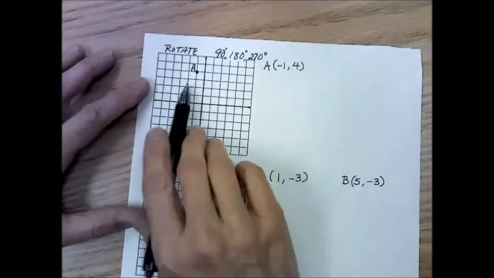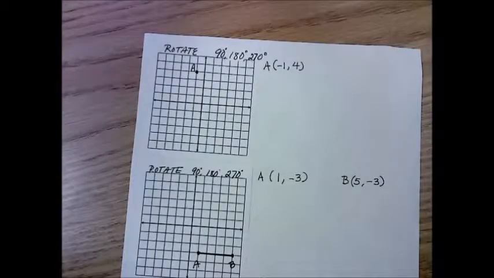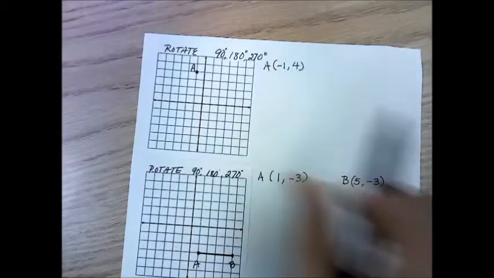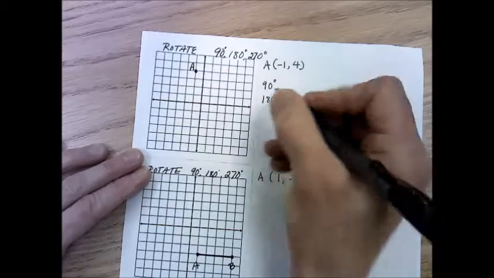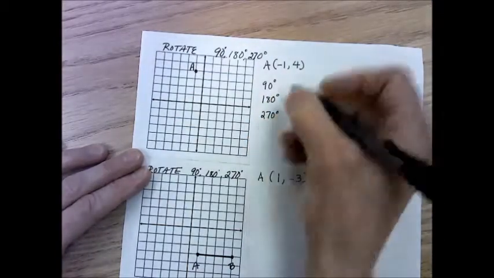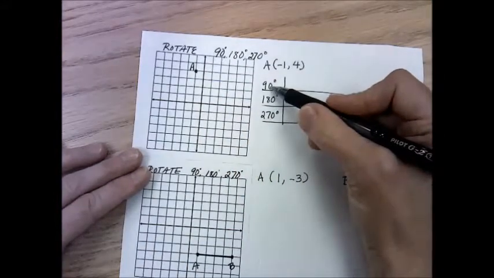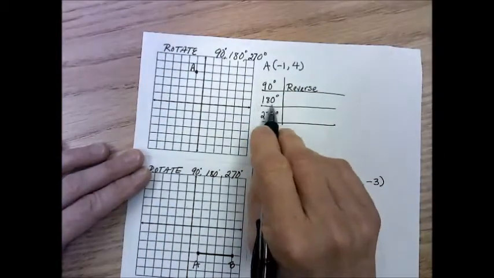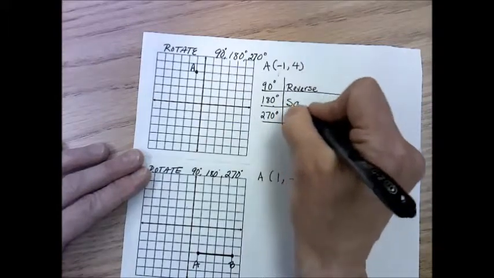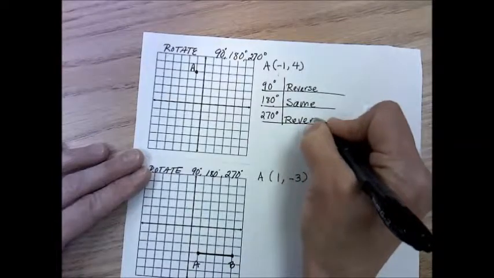Now, here is point A, and point A is located at -1, +4. All right? And I have a little shortcut or a little trick that I like to use for these rotations. First, I make my column here for 90, 180, and 270. For a 90-degree rotation, we're going to reverse these terms. For a 180, we're going to leave these terms the same. And then for 270, we're going to reverse these terms again.